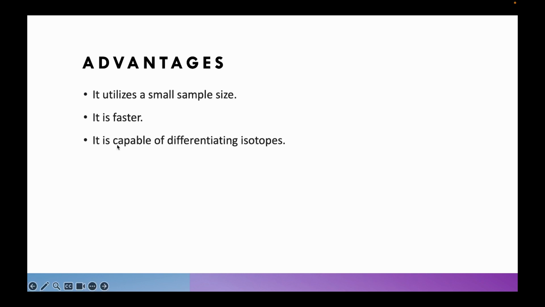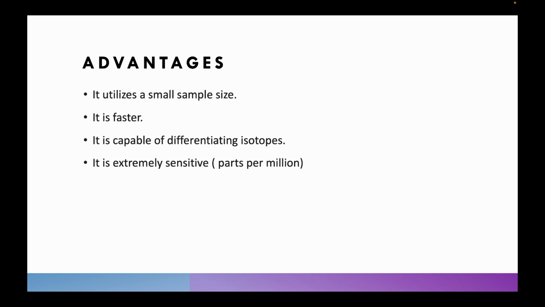And then the important thing is it is very capable of differentiating different isotopes. Like I have talked about molecular mass, there are different masses, like carbon 12, carbon 14, oxygen 16, oxygen 18. Different techniques are not able to differentiate between different isotopes. But with mass spectrometry it is possible because it works with the mass to charge ratio. So you can differentiate different isotopes as well.